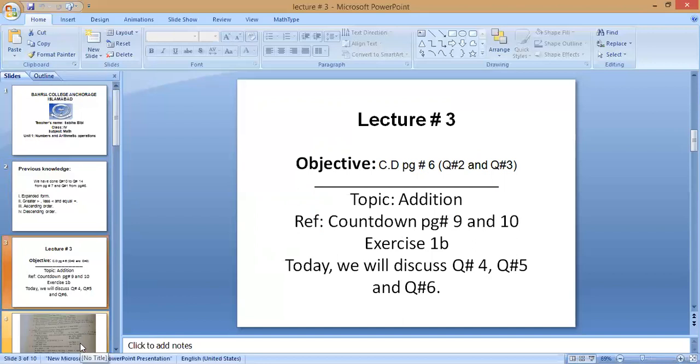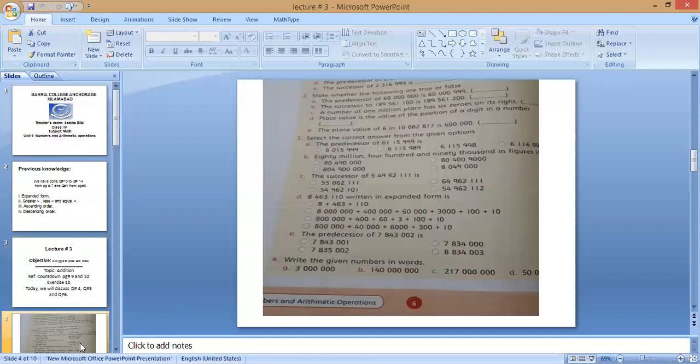Now, do you have your Countdown books? Yes, if you have your Countdown books, put them in front of you, open them, and check question number 2. Question number 2 is: state whether the following are true or false. You can check which one is true and which one is false.